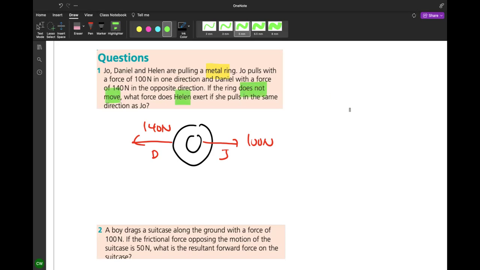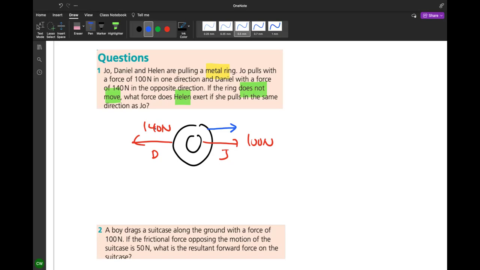If the ring doesn't move, what is the force of Helen? How do you make it balance? If Helen doesn't come in, where do you think the thing will move? To the left, right? That means now this force is larger. How do you balance this force? You need to apply one more force here, right? What is the force that you need to apply?